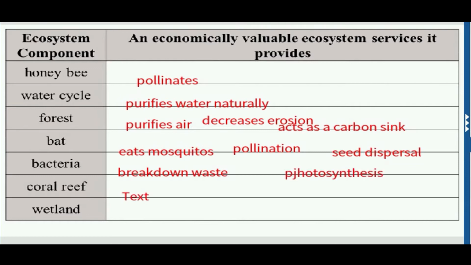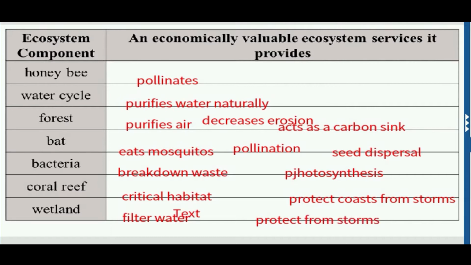A coral reef is a habitat and protects coasts from storms. A wetland can filter water. It can protect from storms. It can also serve as a habitat for birds and a nursery for fish. So maybe that was more than we needed, but that's okay.